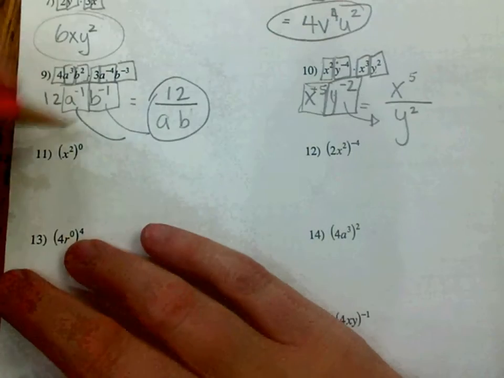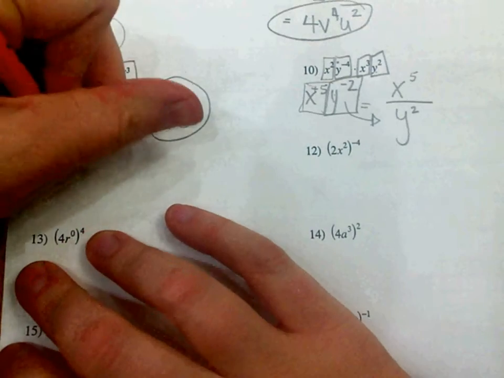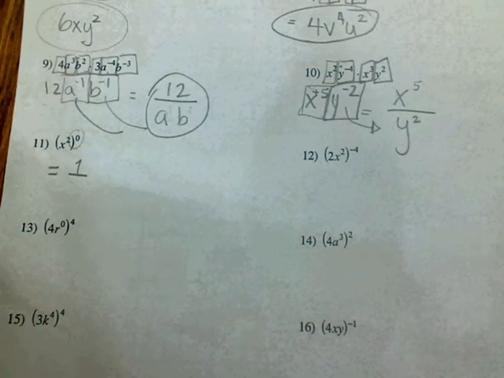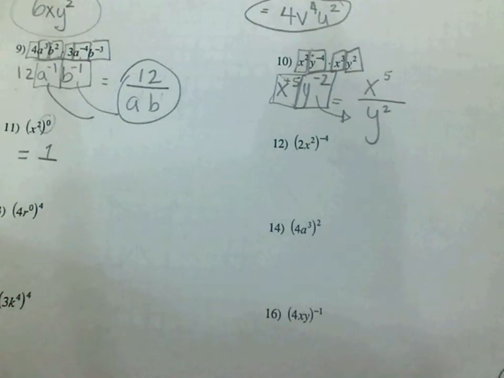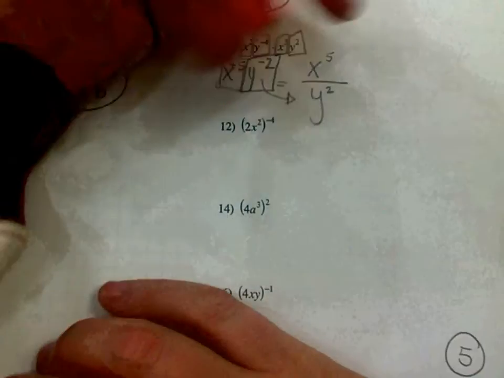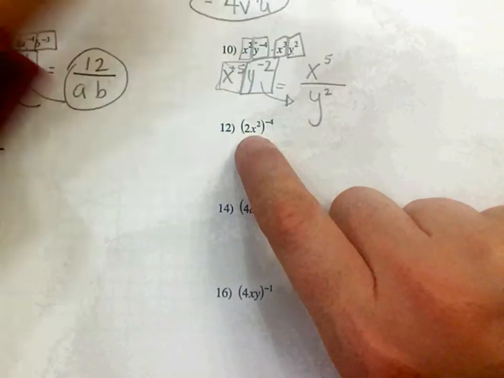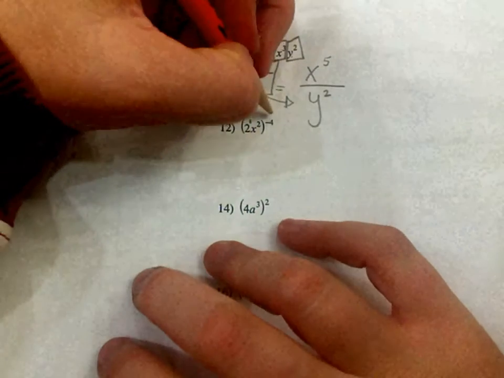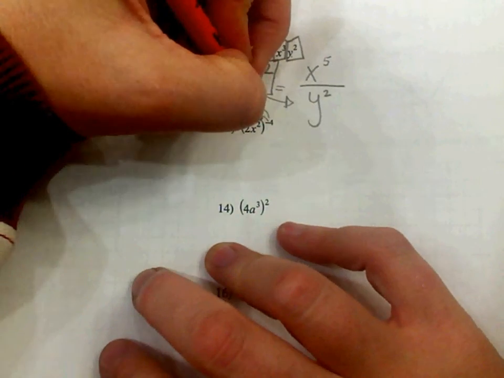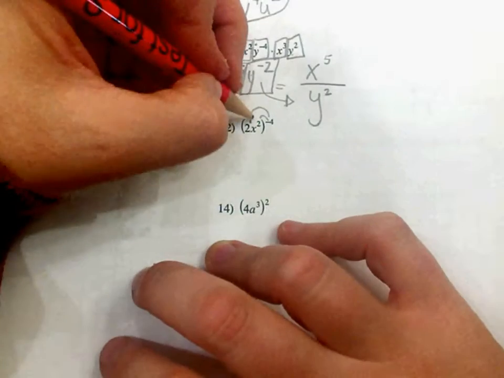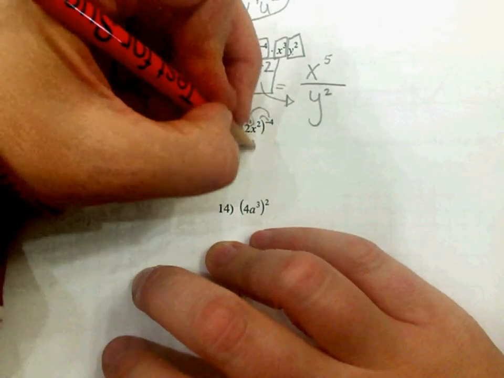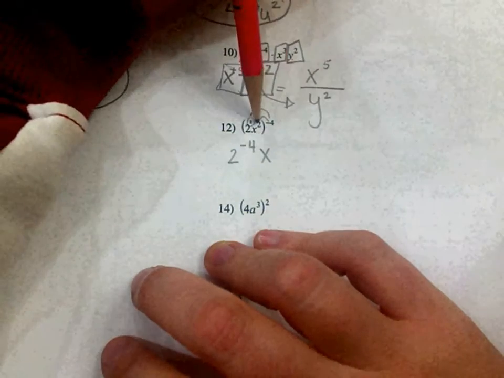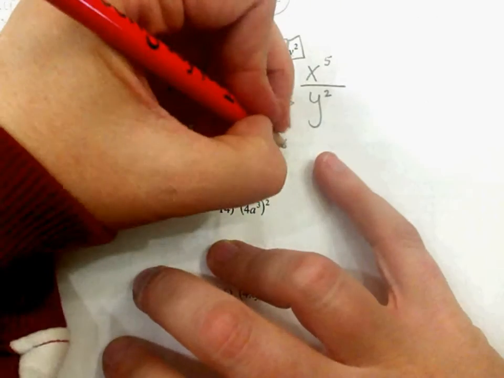Okay, number 11. Anything raised to the power of 0 is automatically 1. Yes, now we are moving into where they have parentheses, so you need to multiply the exponents. Now remember, this 2 does not get left out. It also has an exponent that needs to get multiplied by -4. You have to multiply the exponent for both bases. So -4 times 1 is -4, so you get 2 to the power of -4. And then for x, you do 2 times -4, which is -8.